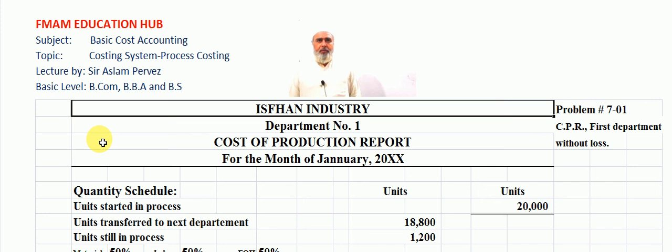Now students, we move to another, more advanced question in which we have to face normal loss, abnormal loss and the treatment of normal loss and abnormal loss. How we can treat these. Students, I think you understand this question clearly.